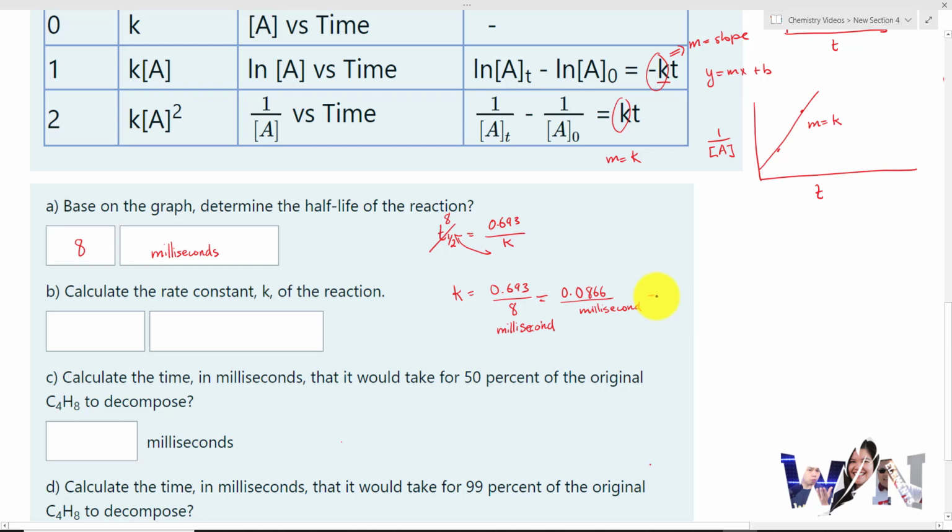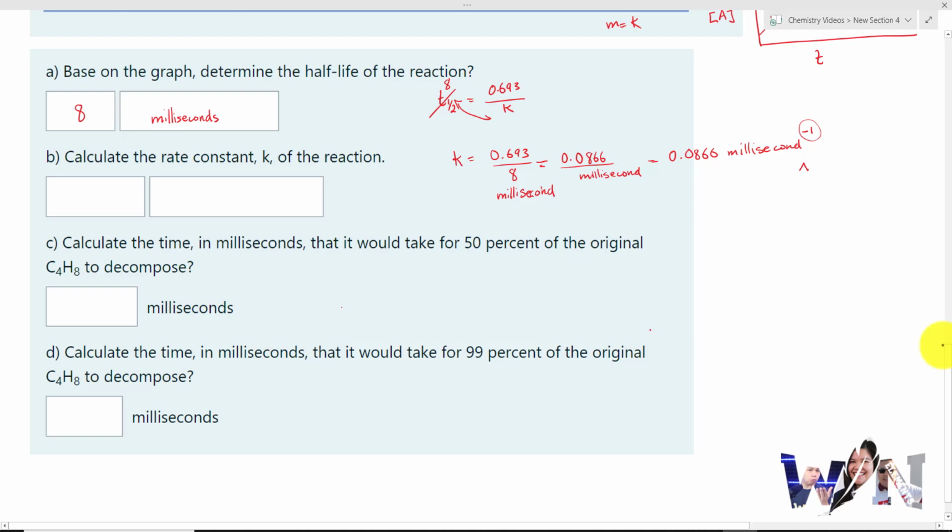But in most cases, they don't really write it like that. They write millisecond to the -1. When we type it in here, we have to use the caret symbol to indicate that. Now we have solved that our rate constant is 0.0866 millisecond to the -1, but in this case we use the caret symbol to indicate that.